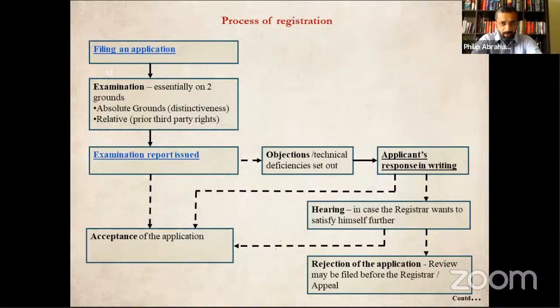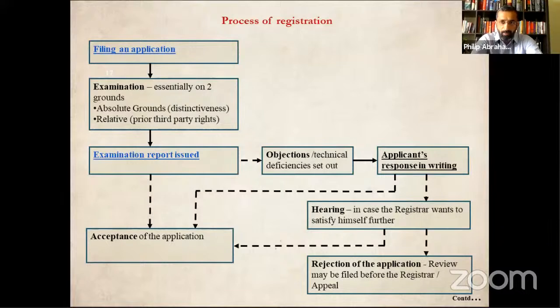If he rejects the application, there are two possibilities. You can file a review. Review always goes before the same hearing officer, or an appeal to the High Court. Earlier, under this particular act, an Intellectual Property Appellate Board was created. But sometime early this month, the Intellectual Property Appellate Board and some other tribunals were abolished by the government.